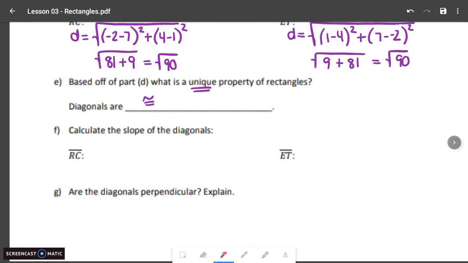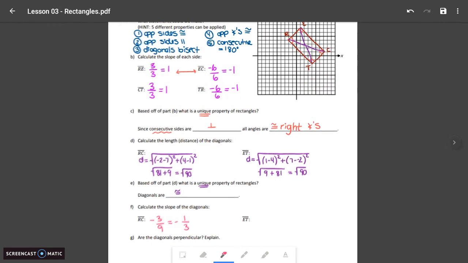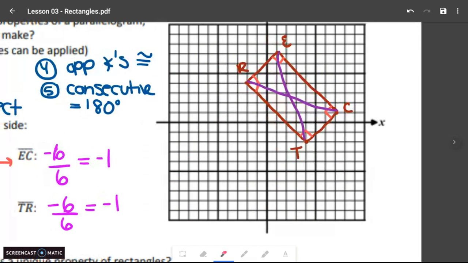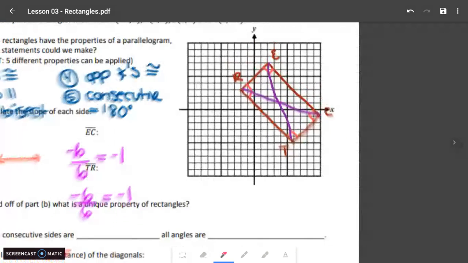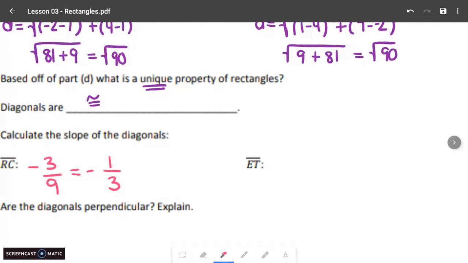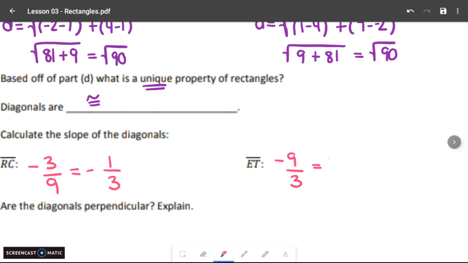So for RC, we're going down 3 over 9. And if we want to be safe and simplify that, we're going to get -1/3. And to look back, don't mind me as I go back to count quick, but now we're looking at ET. Now remember, still left to right, that means we're going down. So I'm going to go down 1, 2, 3, 4, 5, 6, 7, 8, 9 over 3. So going down 9 over 3, we simplify and get -3 or -3 over 1.